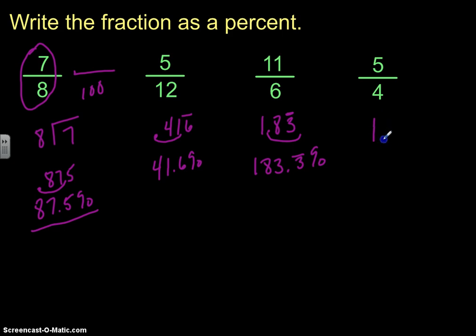Okay, 5 divided by 4, well, that's going to be 1 1/4. Well, if you know your FDEs, 1/4 is 0.25, right? So it's 1.25. Move the decimal to the right, that's 125%.